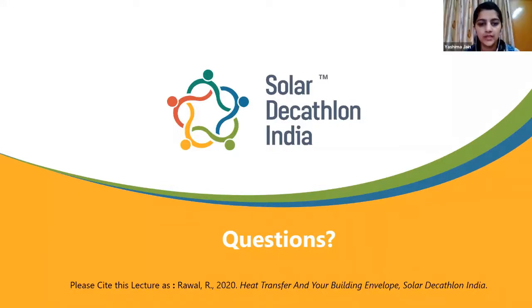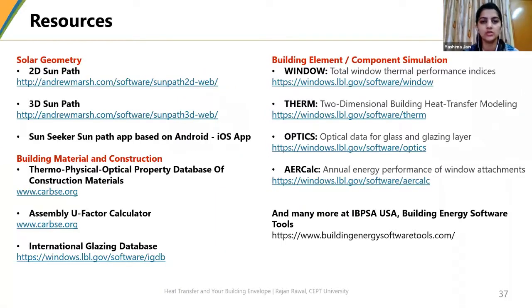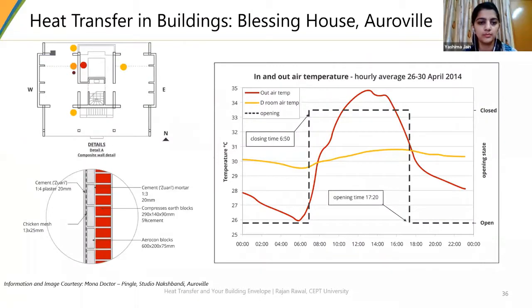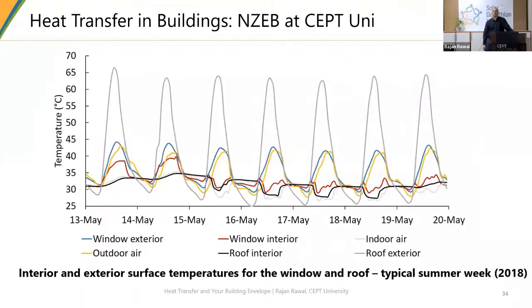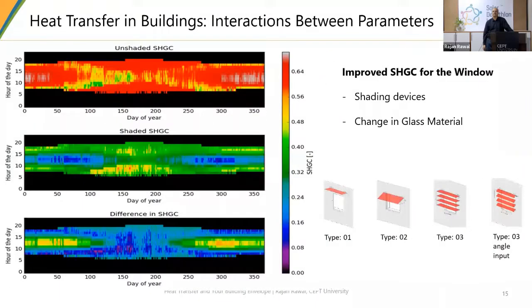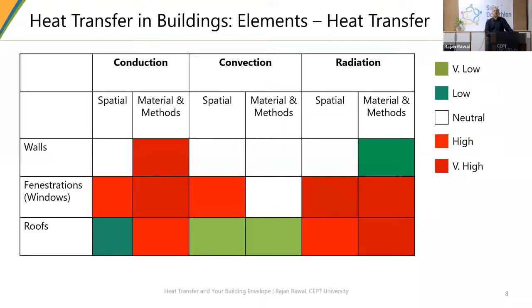Right. Thank you. Next question. On slide 8, your matrix showed convection is different for wall, roof, and windows. Can you help us understand this difference with an example? So I think they're talking about the matrix. Yeah, this one.